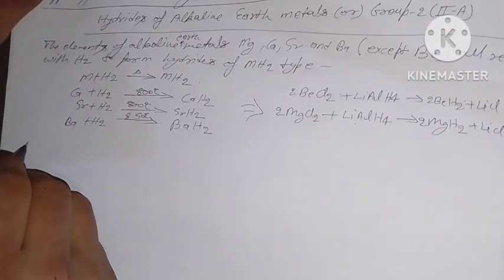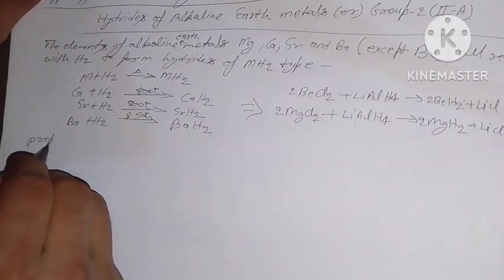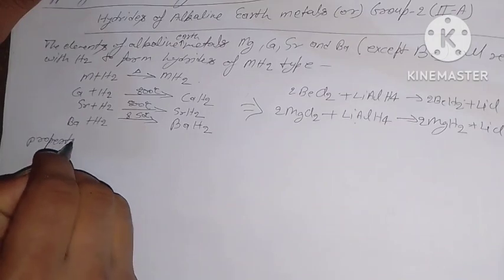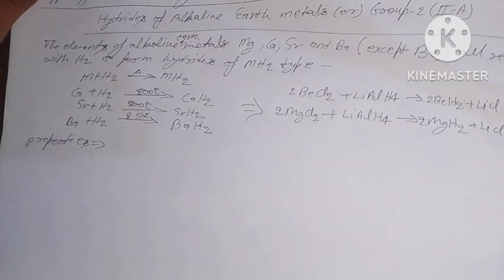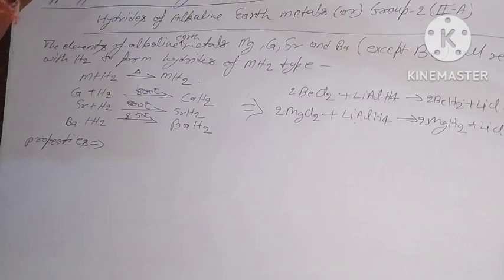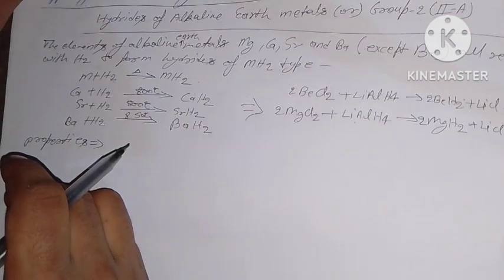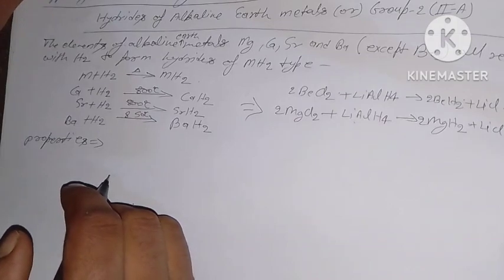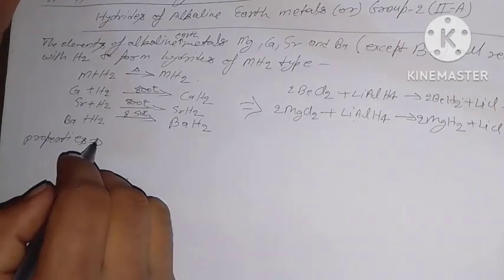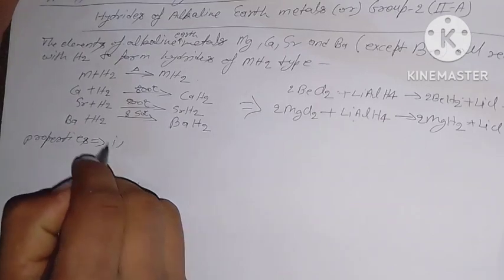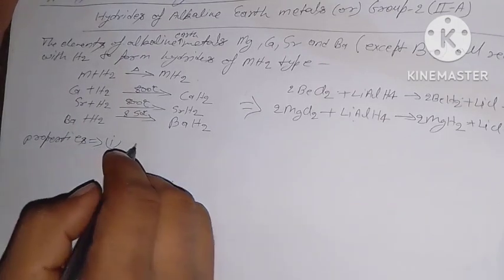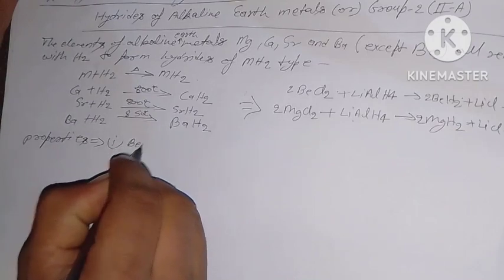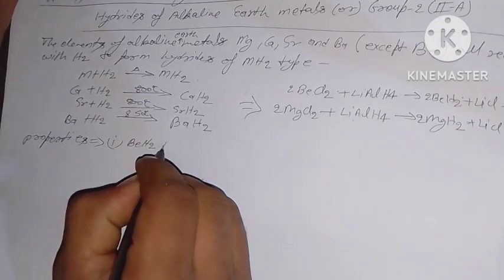Properties of beryllium hydride. First property: beryllium hydride is covalent.